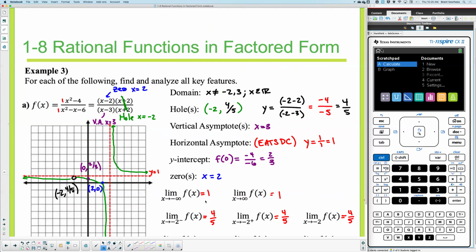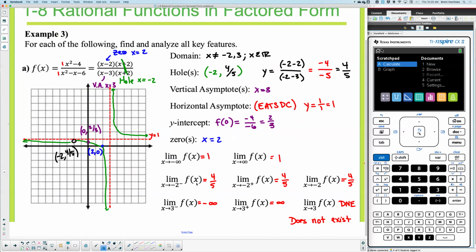What about part A? The first one. What could you tell me about this first one? That's a hole. This came from the hole. What about this one? That came from the vertical asymptote. You got it.